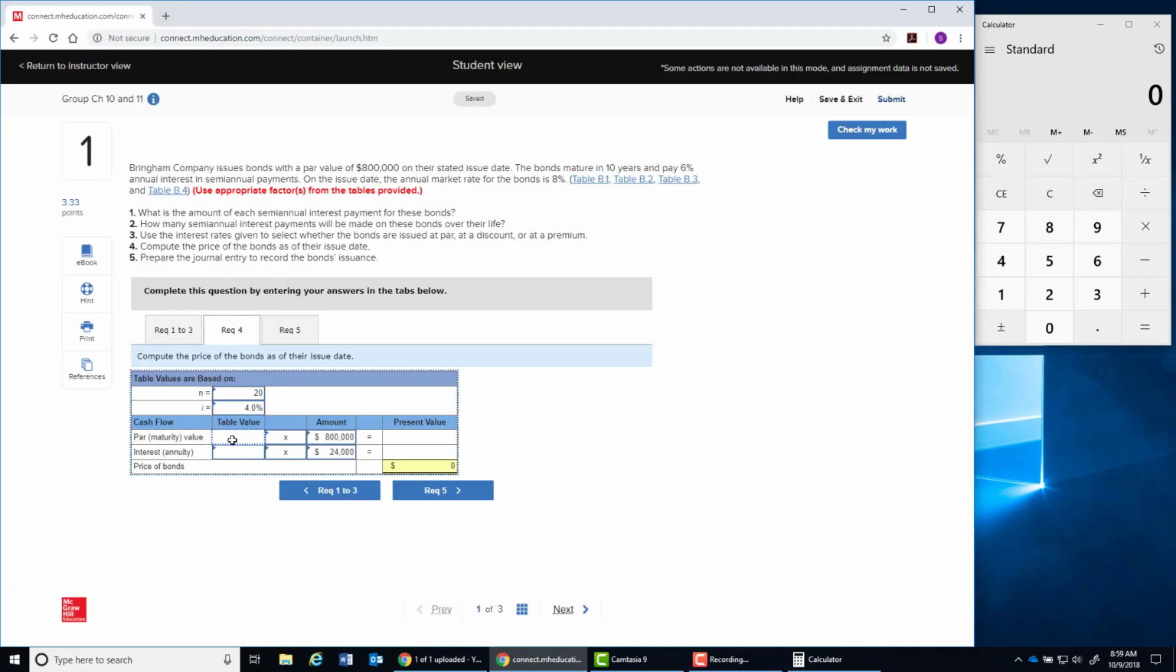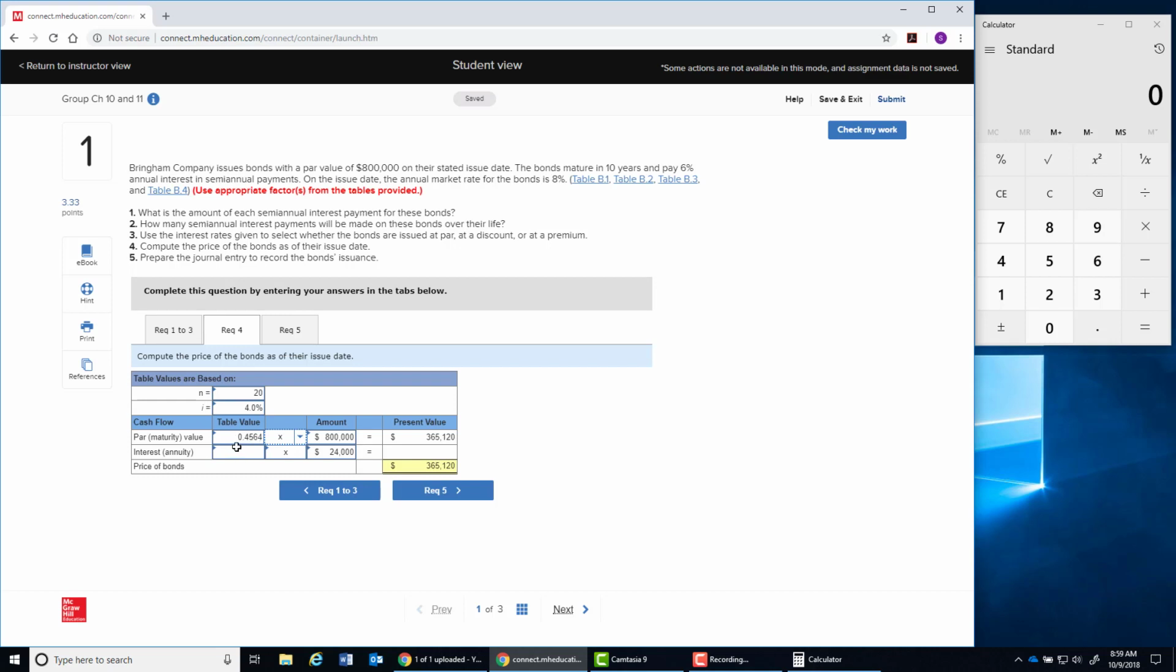0.4564. So I'm going to plug that one in there. 0.4564. And that tells me that the present value of that $800,000 right now is $365,120. It seems kind of low, doesn't it? Well, it's because it's 10 years. 10 years down the road.